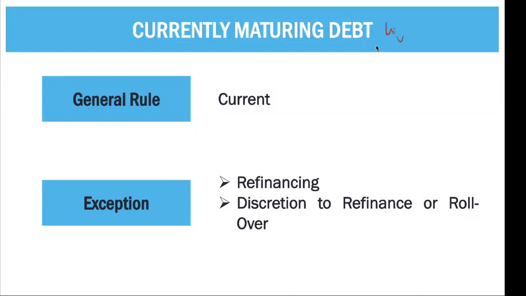So on your currently maturing debt, for example, on that 5-year long-term debt, which is now due because it is the fifth year, then we should classify it as current. That's why the general rule on a currently maturing debt is that it should be current. Okay. Now, when can we classify a currently maturing debt as non-current?